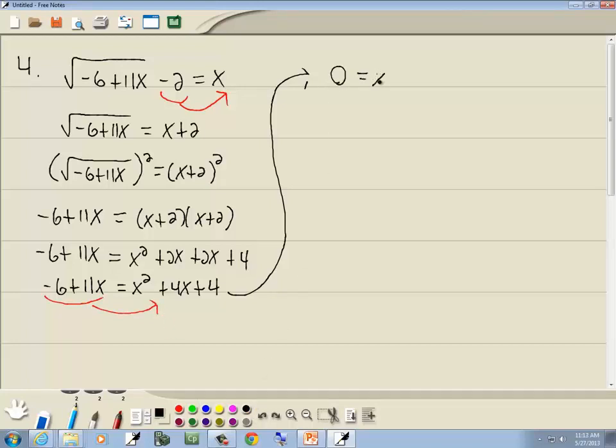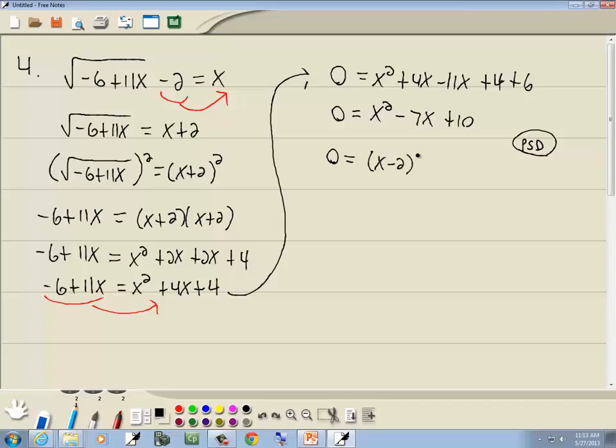So I get 0 is equal to x squared plus 4x minus 11x plus 4 plus 6. Remember, when you move anything across your equals, the sign changes. Combine together like terms. 4x minus 11x is negative 7x. 4 plus 6 is 10. Now we need to factor the right side. We factor it using the PSD method. Factors as x minus 2 times x minus 5.